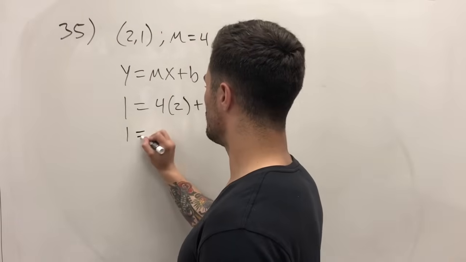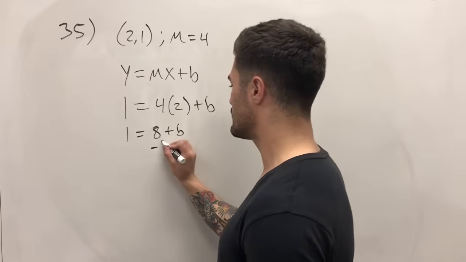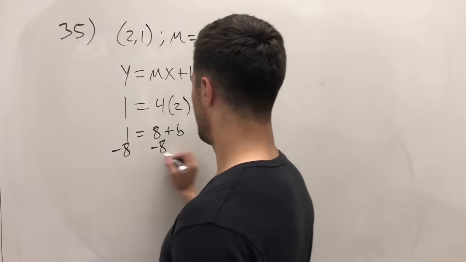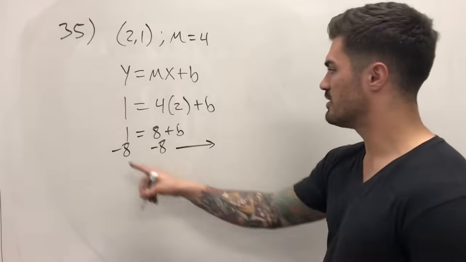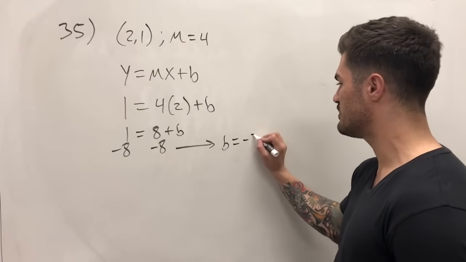This is 1 equals 8 plus b. So now I can subtract 8 from both sides. And I get, let's see, what do I get? 1 minus 8, that's negative 7. So b equals negative 7.